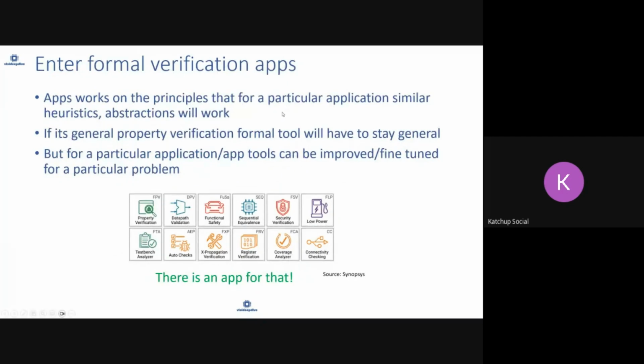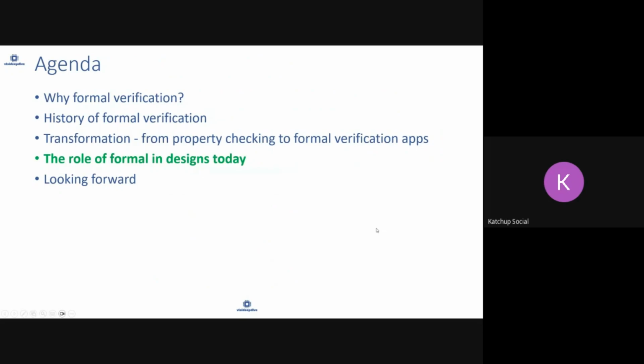Apps work on the principle that for a particular application, similar heuristics and similar kinds of techniques can be applied, and these techniques can be applied automatically by the tool. The tool can be finely tuned and automated to do this. So a lot of formal verification apps have come in: functional safety related, equivalence checking related, low power related, and auto checks, which we'll talk about. If you wanted to do formal verification for a particular kind of application, there is an app which can help you do that. This is how formal verification has evolved today. Property verification is still used because it adds a lot of value, but wide-scale deployment has come through formal apps.